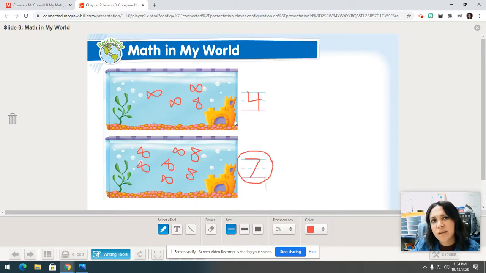Echo me. 7 is greater than 4. What does that tell me about 4 then? 4 is what? It's less than. Good. Put an X on the number that is less than. Now echo me. 4 is less than 7. High five. All right, turn the page.